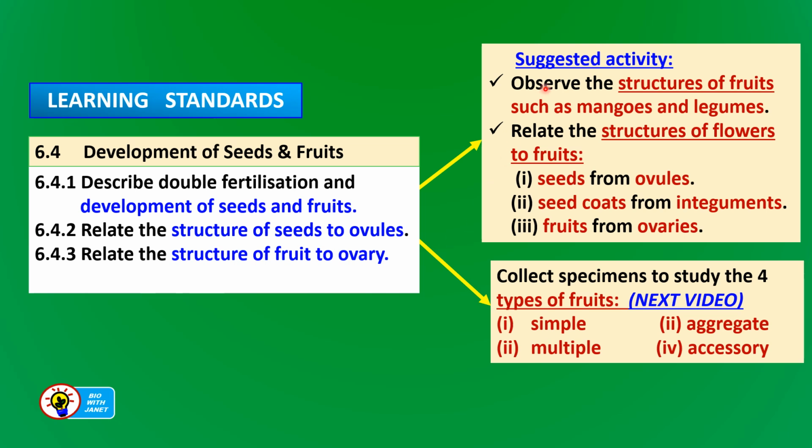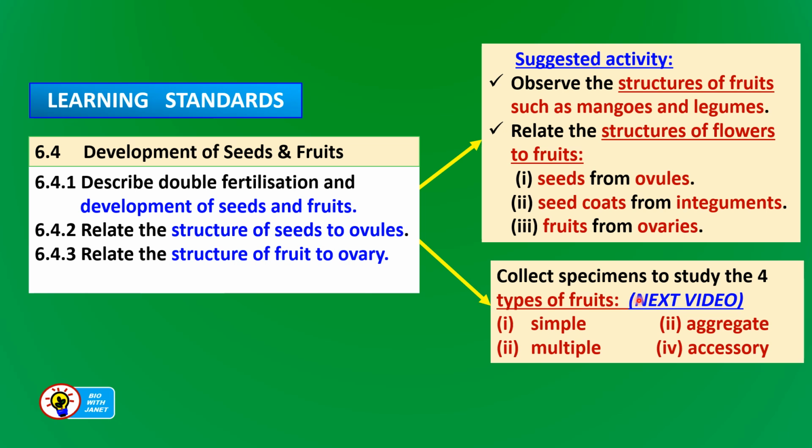For the third learning standard, our suggested activity is to observe the structures of fruits such as mangoes and legumes such as the pea fruit. Relate the structures of the flowers to the fruits. That is, seeds develop from ovules in the flowers, seed coats develop from the integuments in the ovules, and fruits develop from the ovaries in the flowers.